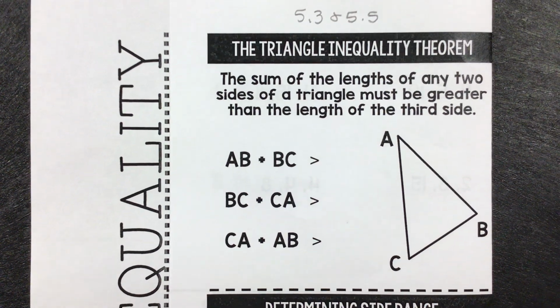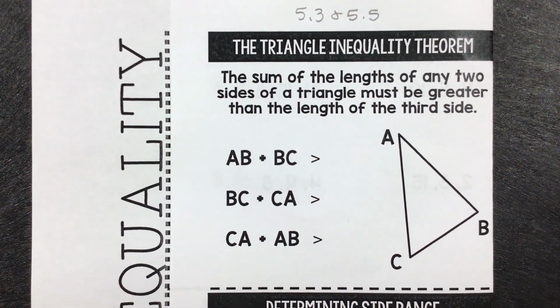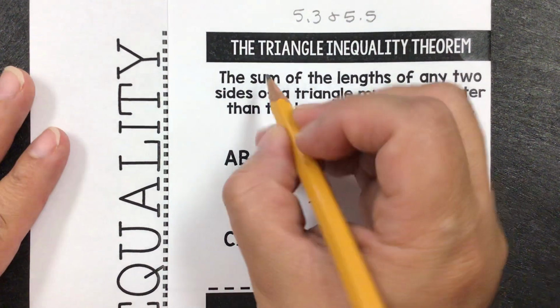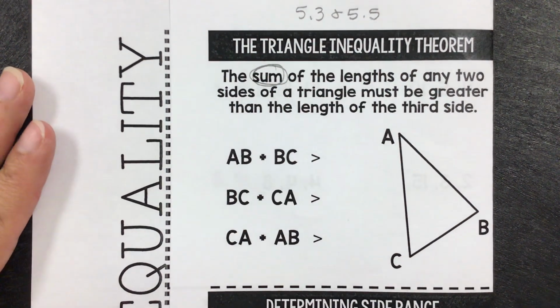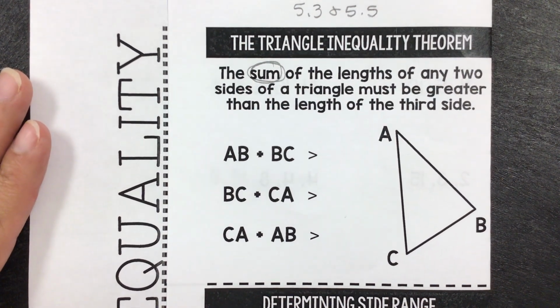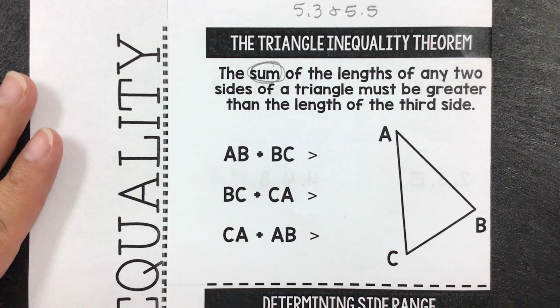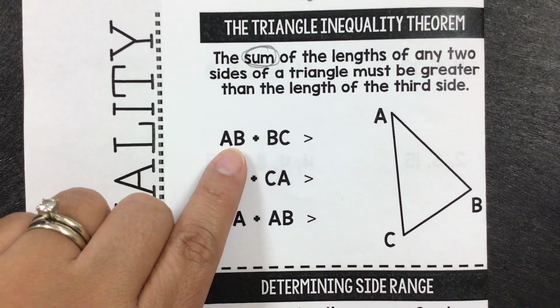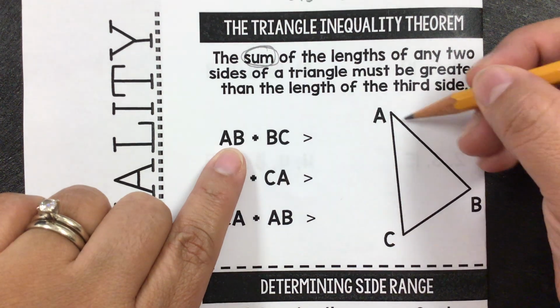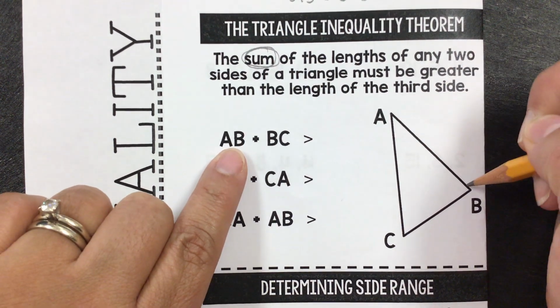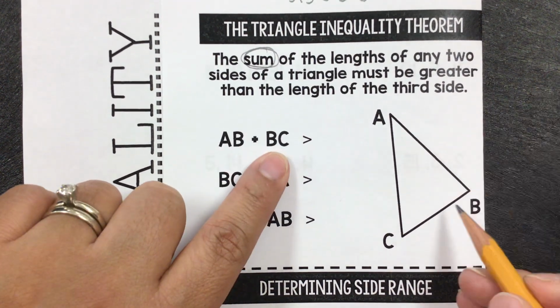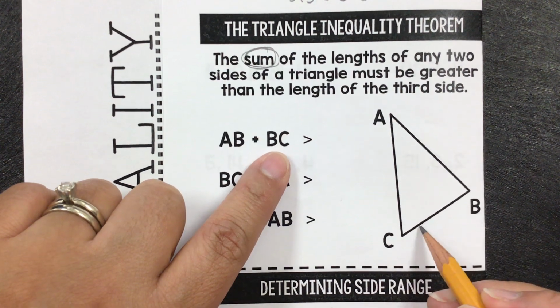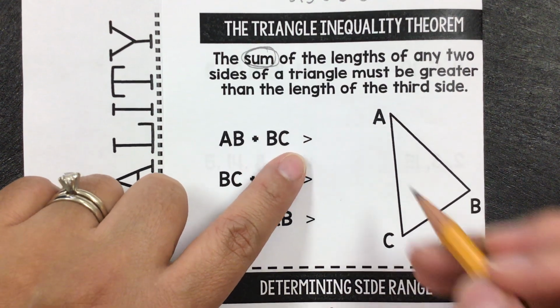The first thing that we have is the Triangle Inequality Theorem. It says the sum, so we're adding the two segments together, of the lengths of any two sides of a triangle must be greater than the length of the third. So, for example, if we have AB, and we add BC, it has to be bigger than the third, AC.